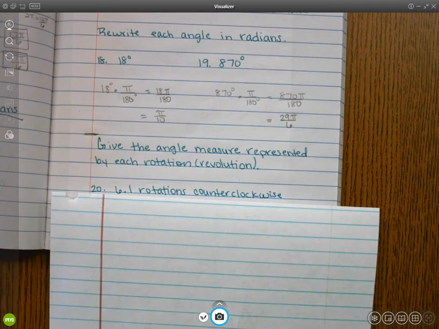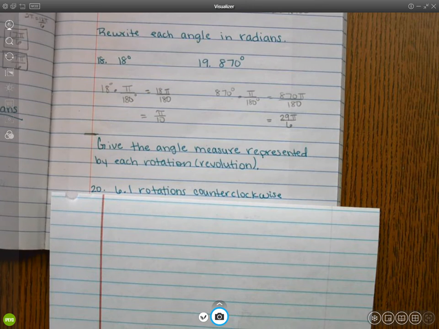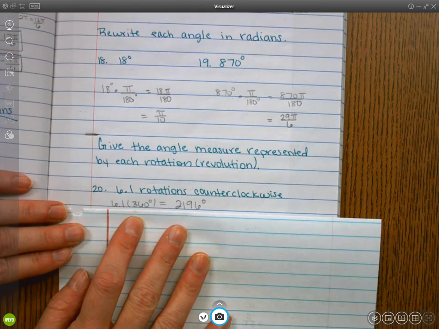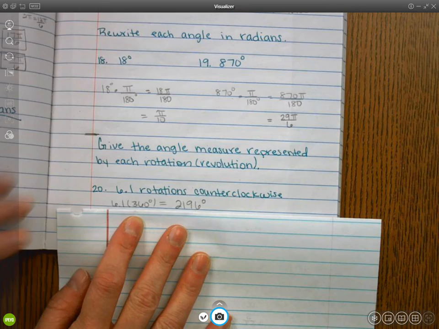Okay, so we're finishing up 4-1 today. We are going to start with, can you give the angle measure represented by each rotation? A rotation or a revolution is just one time around the circle. Remember that counterclockwise means in the positive direction, clockwise is in the negative direction. So when it says 6.1 rotations counterclockwise, it's telling you go around the circle 6.1 times in the positive direction. So you just do 6.1 times positive 360 and you get your angle.